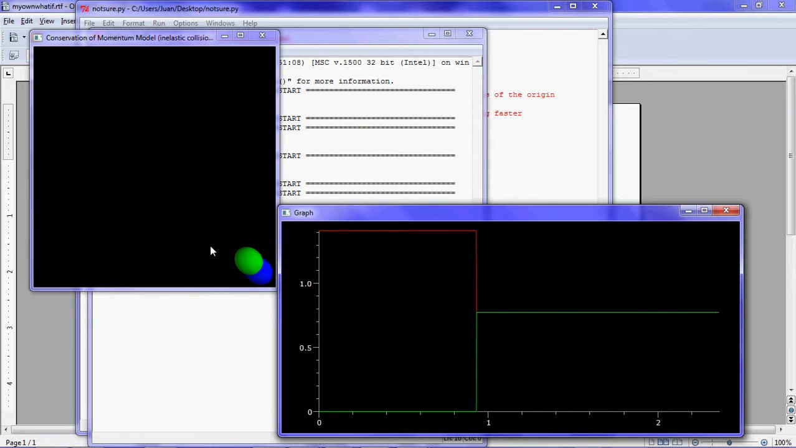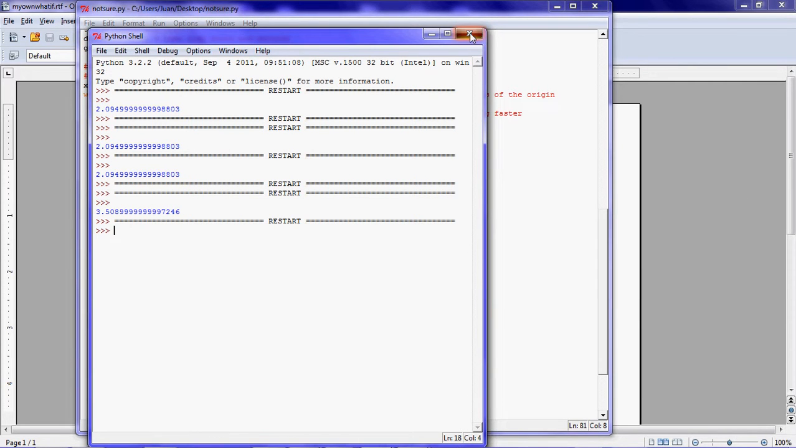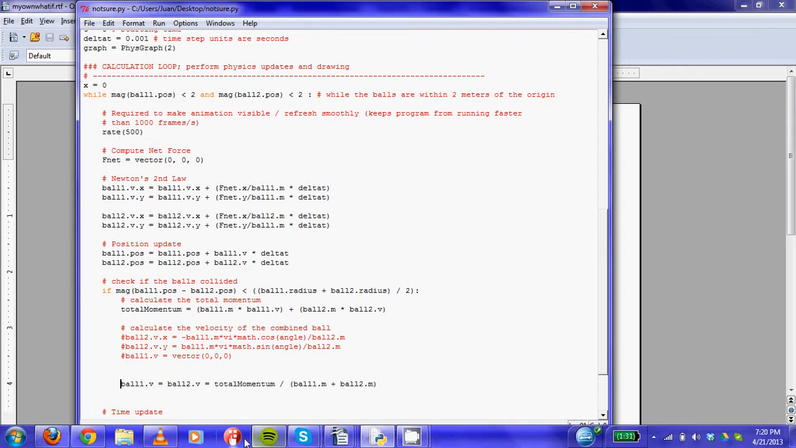I think they move together with a slower speed than before, which makes sense. And that is what it would look like if the collision were inelastic. And that concludes my video.